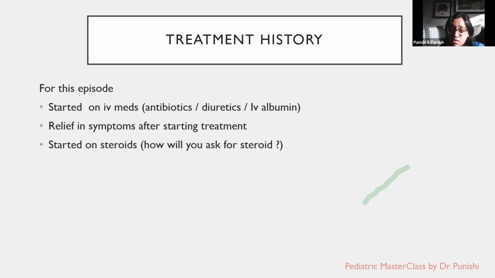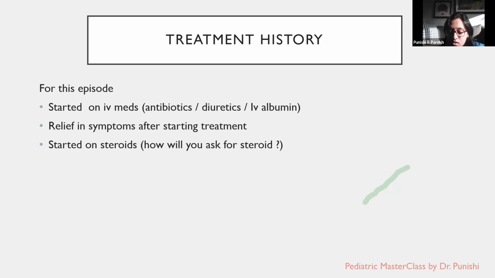Again, a lot of parents do know, and we often tell them when we start them, that we're giving this to probably try and increase the urine output so that the edema starts resolving. Or sometimes IV albumin may also be given as an IV medication. We'll see later as to why and when albumin is given. But these are the common IV medications that we might start in a nephrotic who's presenting with edema.